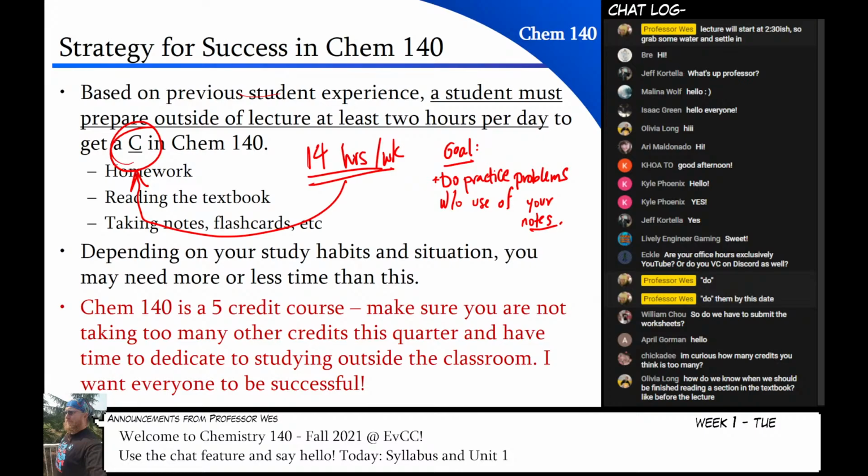If you have a lot going on, I see these questions in the chat, so I'll get to them in just a second. For instance, somebody asked, how many credits do you think is too many? If you are a first-time student and you've never done college before, 12 is the limit of what I would recommend. That is, of course, the minimum for financial aid. So a lot of people take 12.